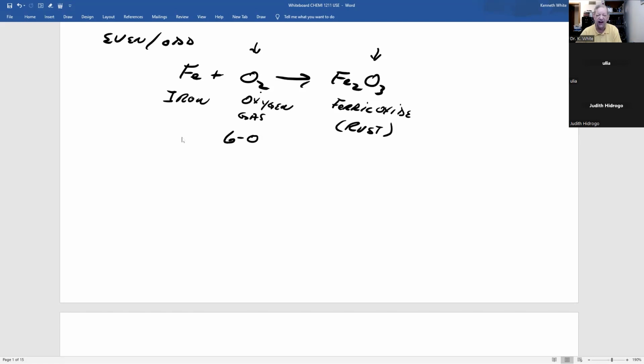So if I want 6 oxygen on both sides, how do I get it on this side? 2 into 6, 3 times. If I want 6 oxygens on this side, 3 goes into 6, 2 times. So now I have my 6 oxygen, but 2 times 2, 4 iron. How do I get 4 on this side? Put a coefficient 4 in front of there, 4 iron. And here we have 4 iron, 4 iron, 6, 6.